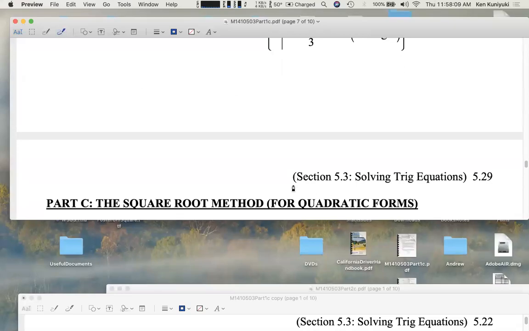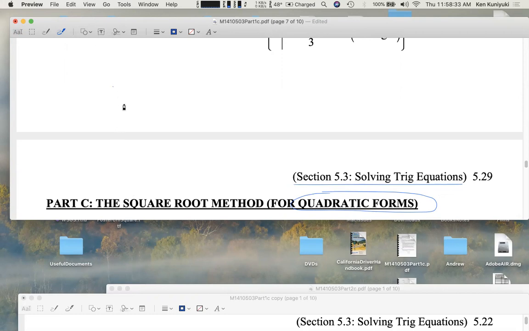Hi everyone, we're continuing on section 5.3 on solving trig equations. We've been dealing with linear forms thus far. Now we're going to start dealing with powers, for example, quadratic forms and higher. And for these quadratic forms, we may have to factor or maybe use something like the square root method, like before. Remember the square root method.